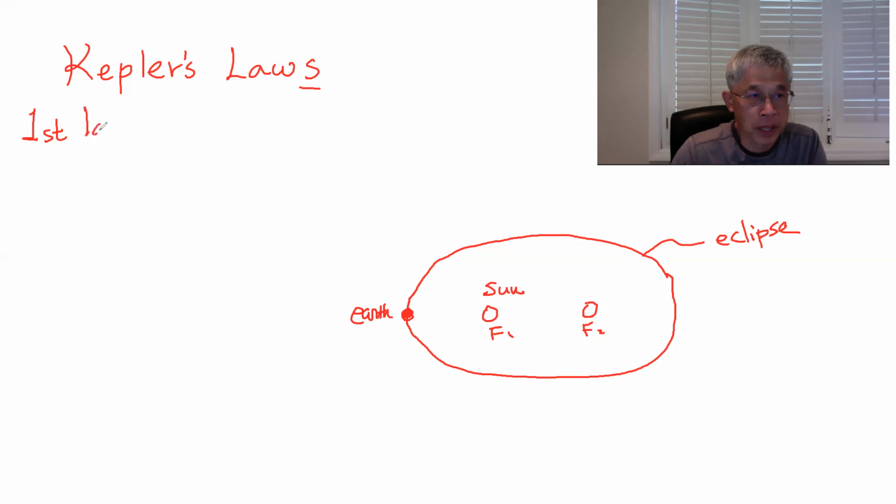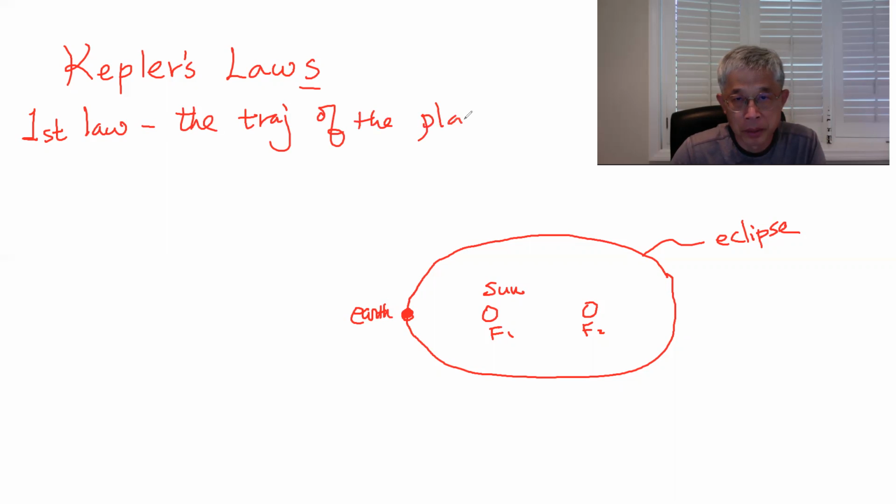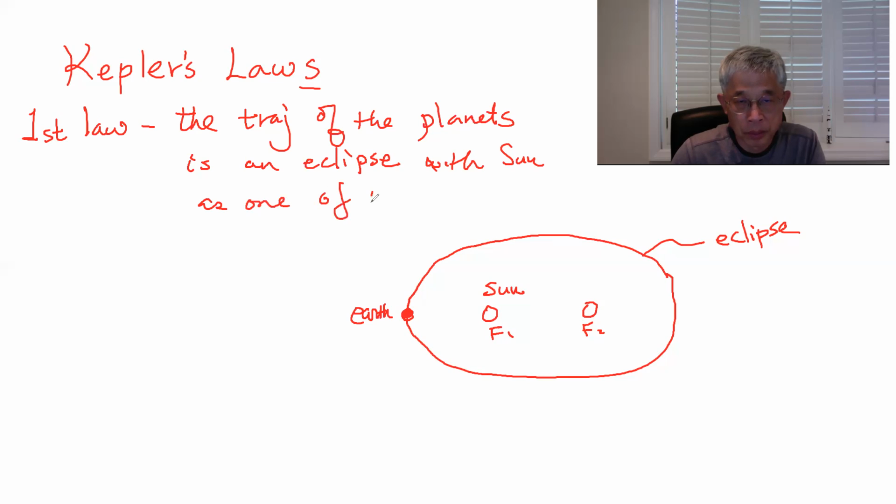The first law says that the trajectory of the planets is an ellipse, with the sun as one of the foci. Okay, so that's the first law.